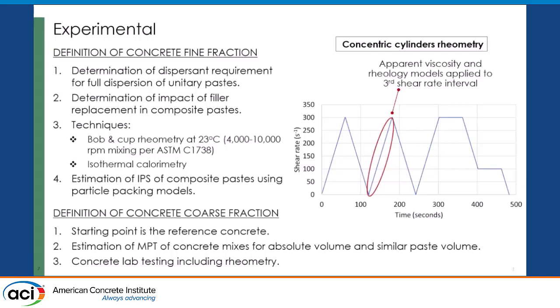We then move to concrete. Here we start with the reference concrete, so we know what they are using today. We start varying from where they are. We then estimate the MPT using our model, and we target to keep the yield constant, and also a similar paste volume to what they are using today. We don't want to change that too much unless we can improve from where they are. And we check that by measuring or estimating the MPT.